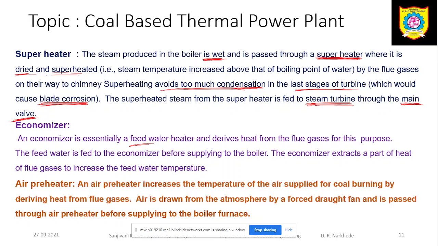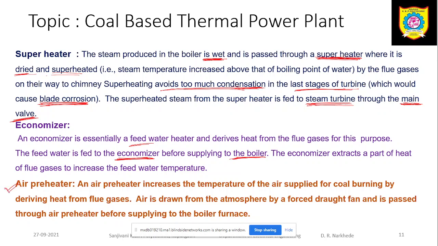So basically, if you observe, most of the thermal power plants are situated near rivers. Now why? Because a thermal power plant requires a large quantity of water for its operation, and this water can be supplied with the help of a river, or large lakes or large ponds. We cannot directly supply the feed water to the boiler. Before going to the boiler, it will pass through the economizer so that the temperature of the water goes on increasing. The economizer extracts part of the heat of the flue gases and increases the temperature of the feed water system. Then what is the third one?